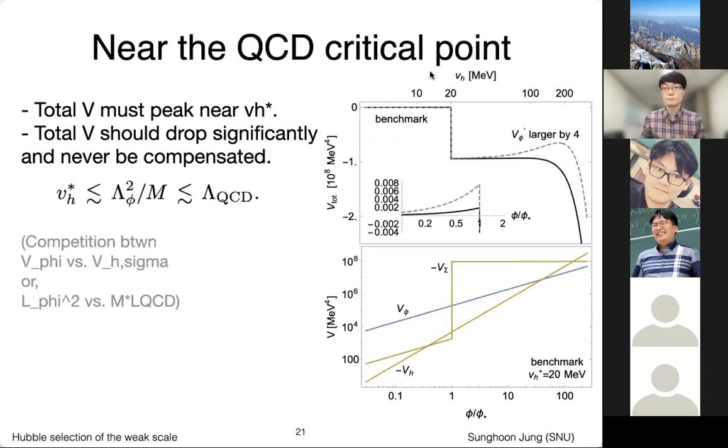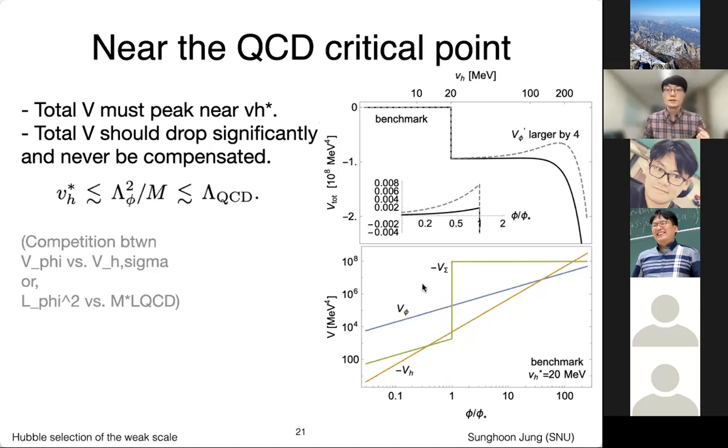Now near the QCD critical point, we have to find the consistency condition for the selection of the critical point. That consistency condition is that the total potential energy has to be maximum near the critical point. We have three potential contributions: one is the relaxion, one is the Higgs potential, and one is the sigma field contribution. Of course, there's the inflaton, but it's independent of the relaxion. So as a function of the relaxion field value, we have those three contributions, and only the relaxion contribution is positive with the relaxion field value, but the Higgs potential and sigma potential have slightly negative contributions. So we have a competition, but near the critical line it has to be maximum, as shown here.